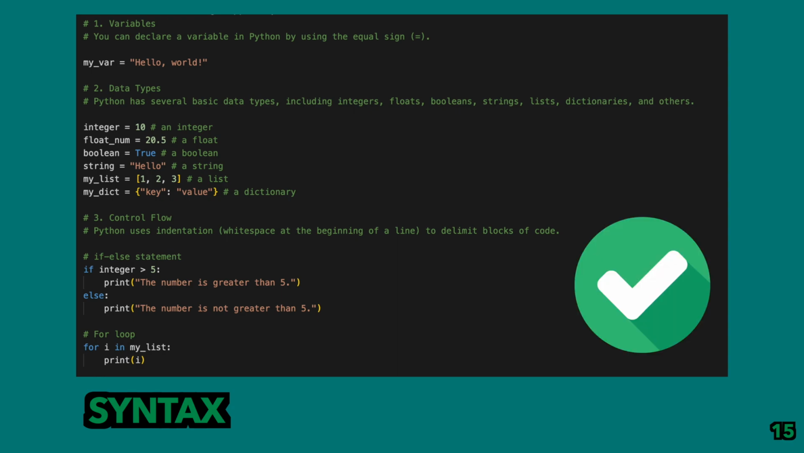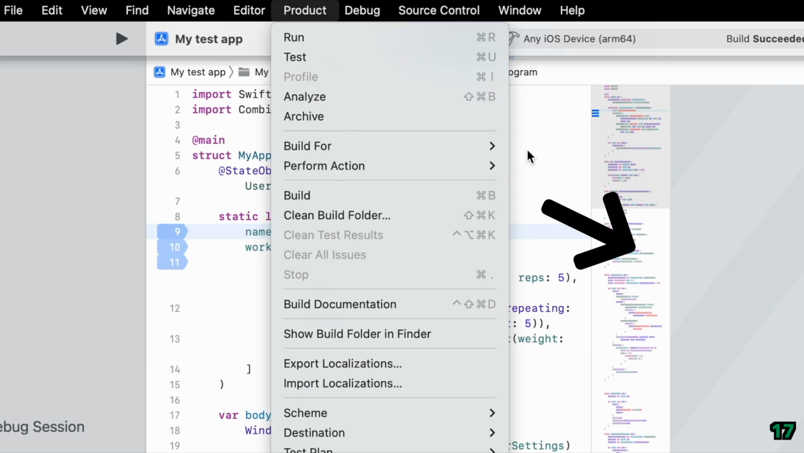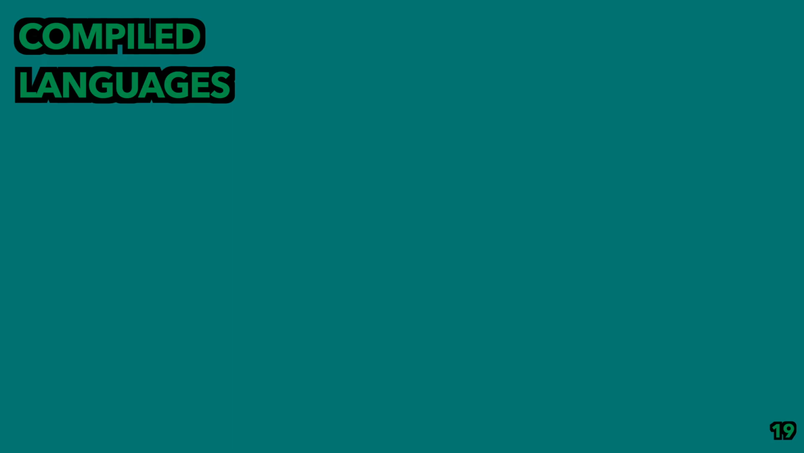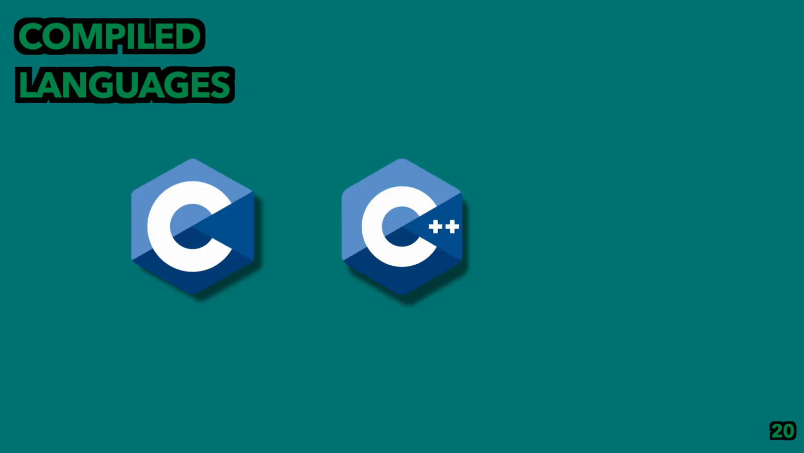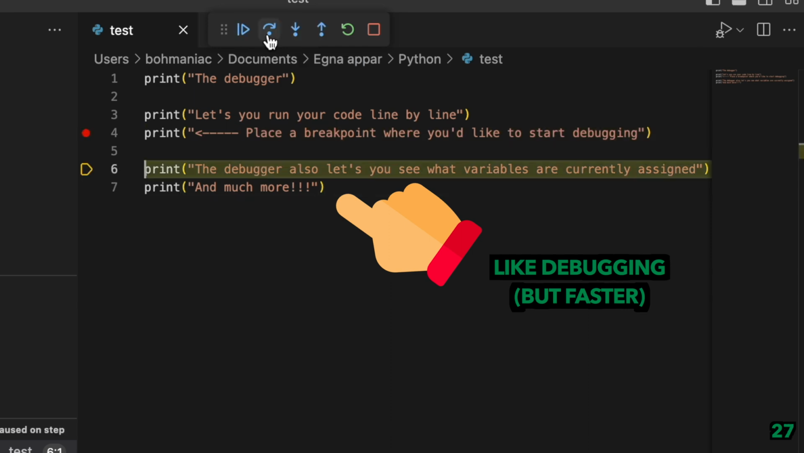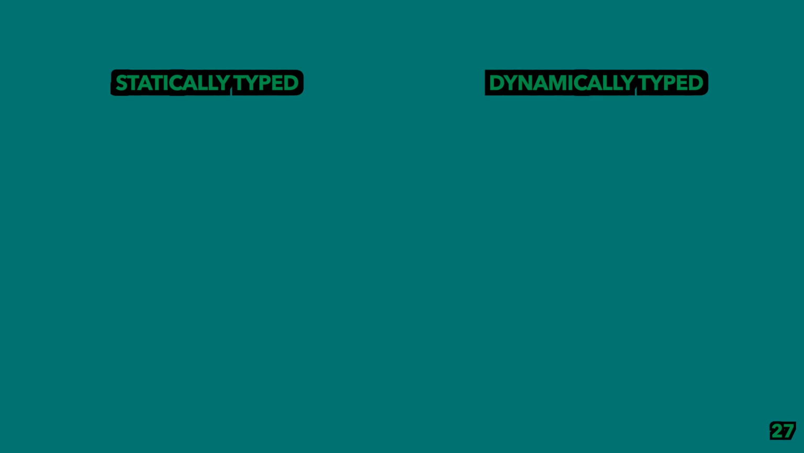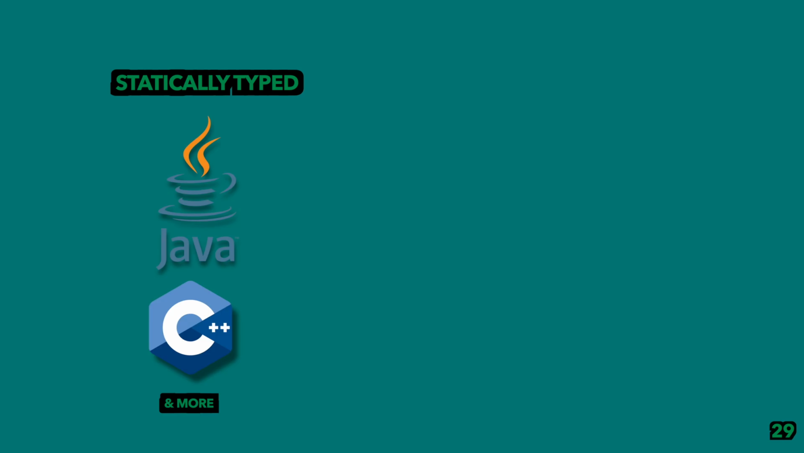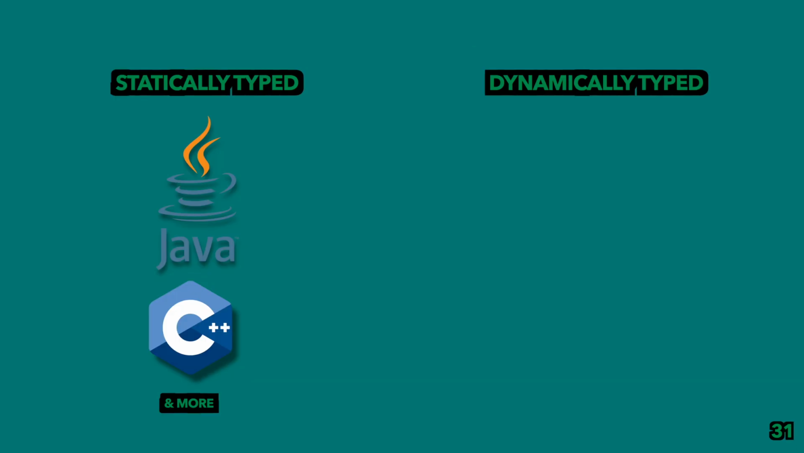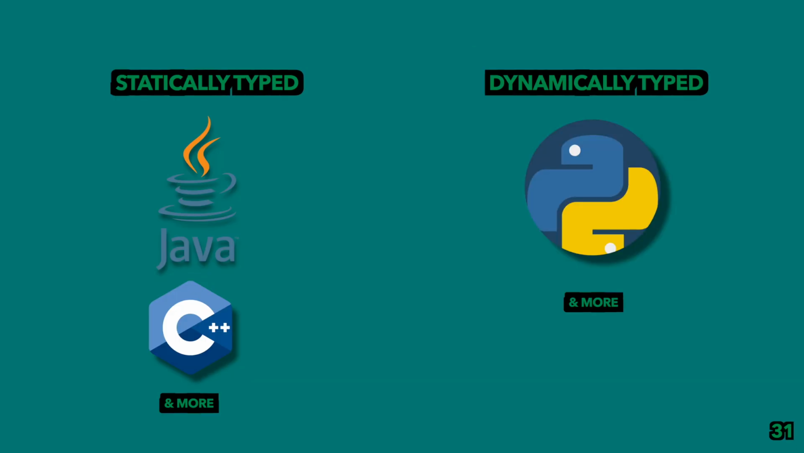After writing your code, you'll use build tools found inside your IDE to compile it into binary code, which the computer then executes. This is true for compiled languages like C, C++, C#, and COBOL. For interpreted languages like Python, JavaScript, and Perl, an interpreter reads and executes the code line by line during runtime. Programming languages are either statically or dynamically typed. In statically typed languages like Java, type checking happens at compile time, meaning you have to declare your variables when you define them, and it cannot be changed. In dynamically typed languages like Python, type checking happens at runtime.